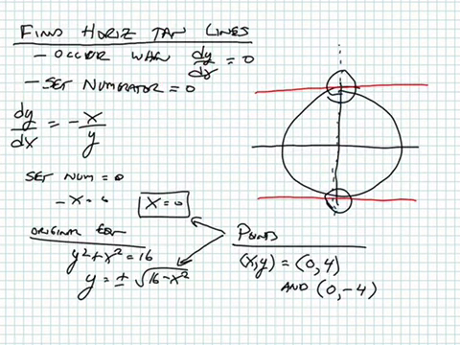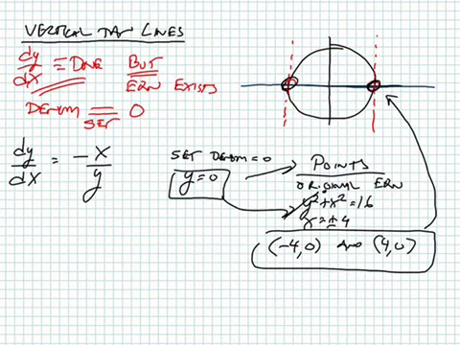Whenever you're asked to find horizontal tangent lines, find dy dx, and we're going to be doing more examples of that, and then just set the numerator equal to 0 and solve for x or y. And if you're asked to find vertical tangent lines, then find dy dx first, and then set the denominator equal to 0 and solve for x or y. And then that will enable you to find those.